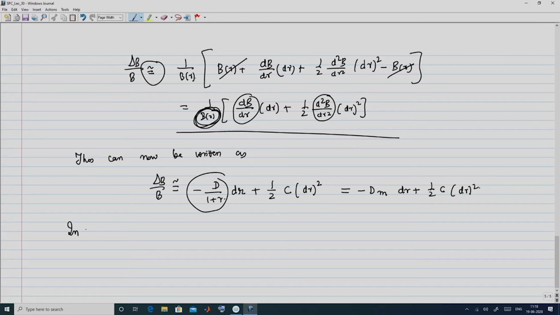So, in summary, what you can say is the following, that first of all, delta B over B is going to be approximately minus D over 1 plus r dr, and is equal to minus Dm into dr when you are using only duration.